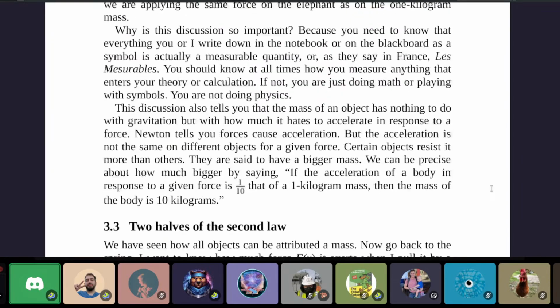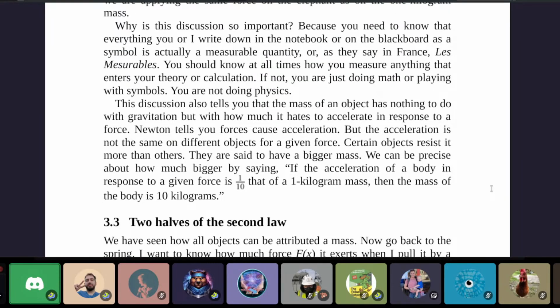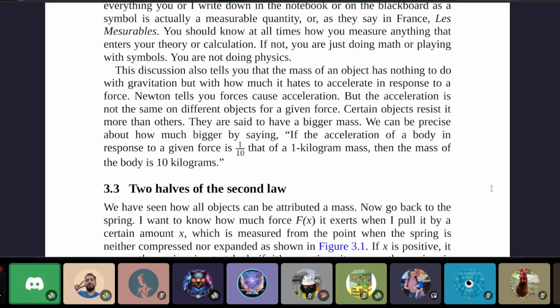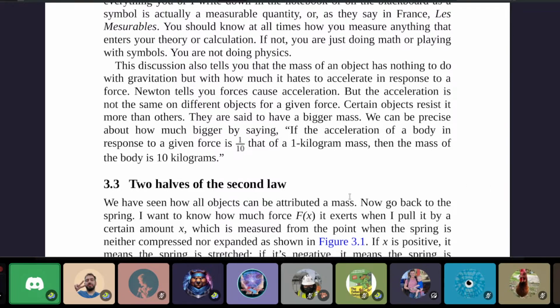Why is this discussion so important? Because you need to know that everything you or I write down in the notebook or on the blackboard as a symbol is actually a measurable quantity, or as they say in France, des miserables. You should know at all times how you measure anything that enters your theory or calculation. If not, you are just doing math or playing with symbols. You are not doing physics.